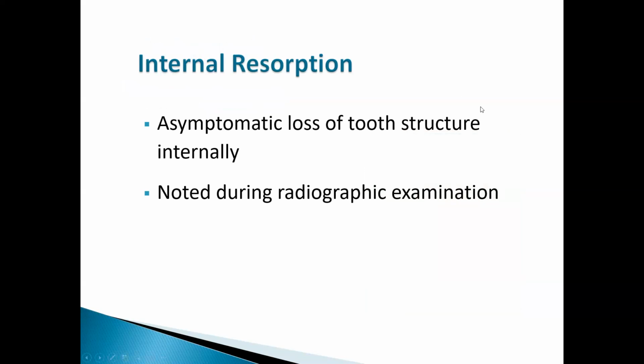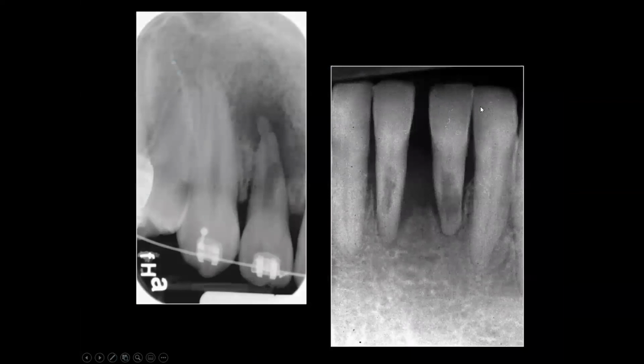And when we look at what internal resorption is, it is almost like saying that the tooth gets a cavity on the inside of it and works its way out. So the one that you see here with the ortho, this dark area inside the pulp is where you see the internal resorption.